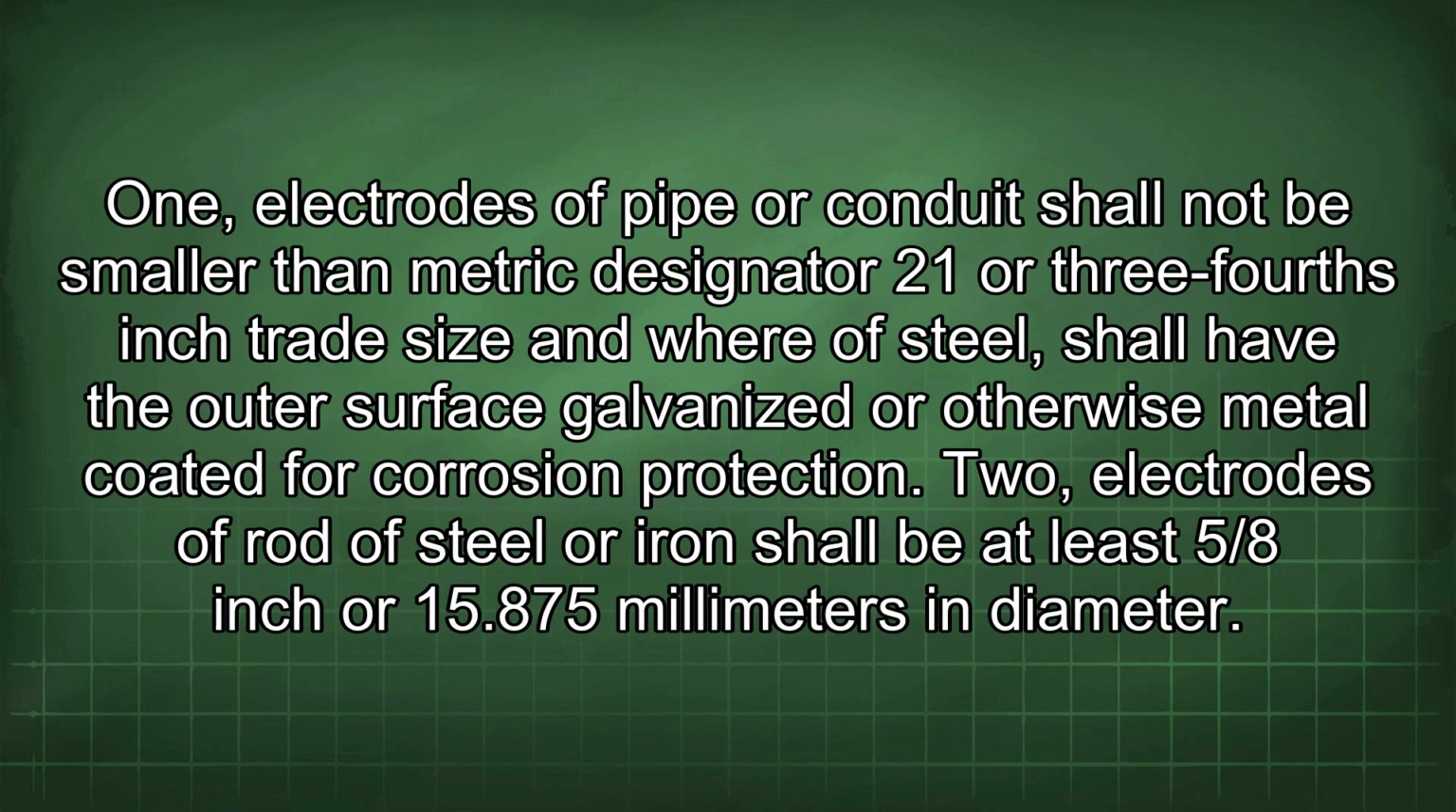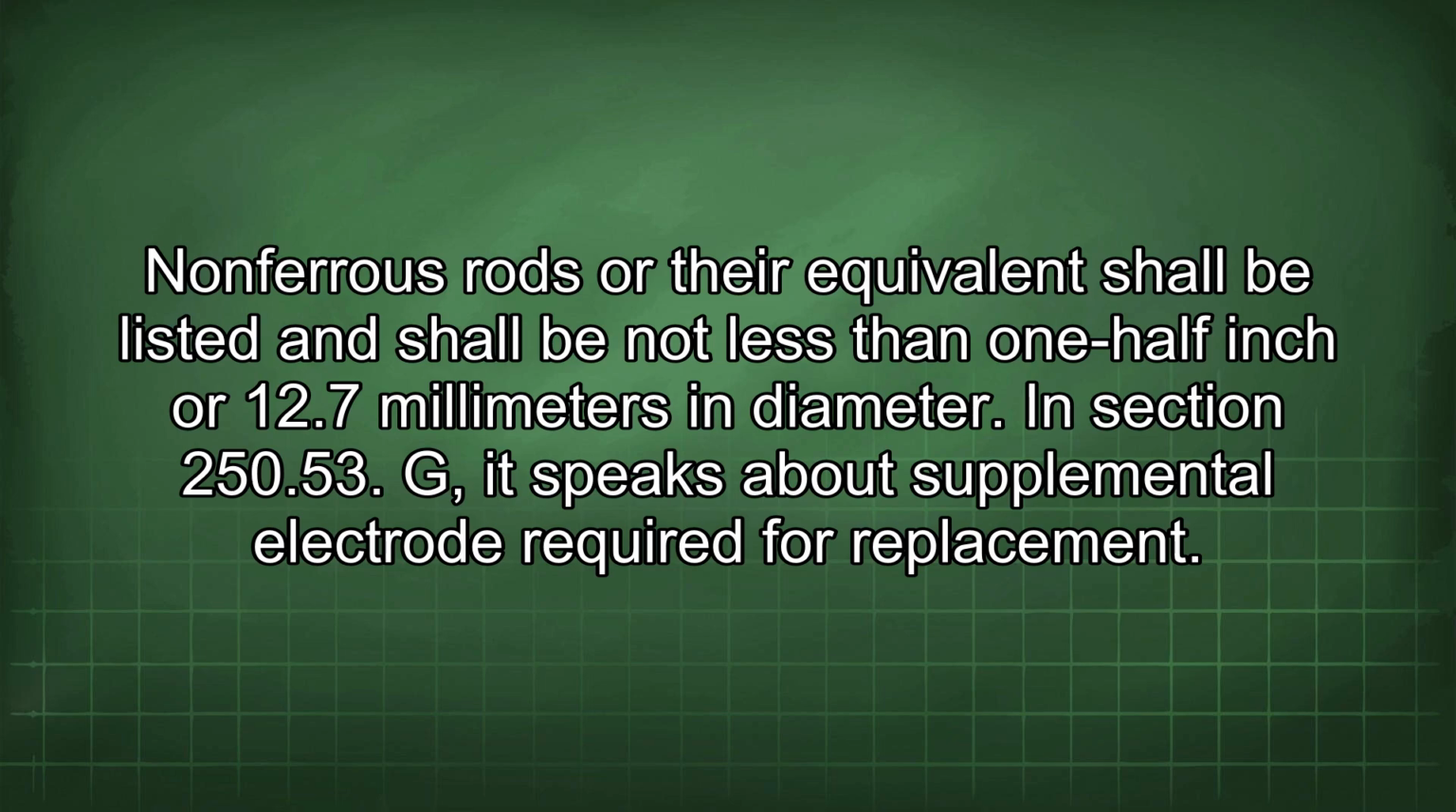1. Electrodes of pipe or conduit shall not be smaller than metric designator 21 or 3/4 inch trade size and, where of steel, shall have the outer surface galvanized or otherwise metal coated for corrosion protection. 2. Electrodes of rod of steel or iron shall be at least 5/8 inch or 15.875 millimeters in diameter. Non-ferrous rods or their equivalent shall be listed and shall be not less than 1/2 inch or 12.7 millimeters in diameter.